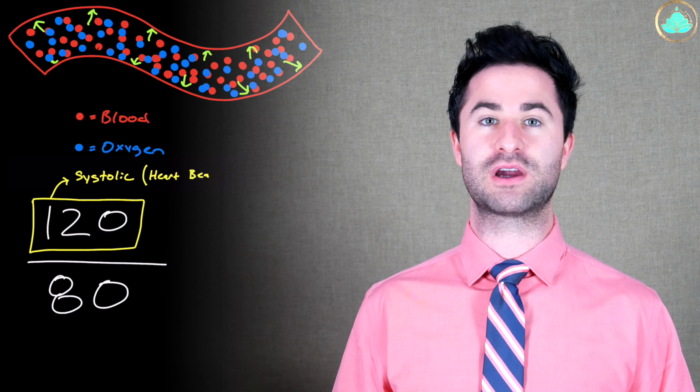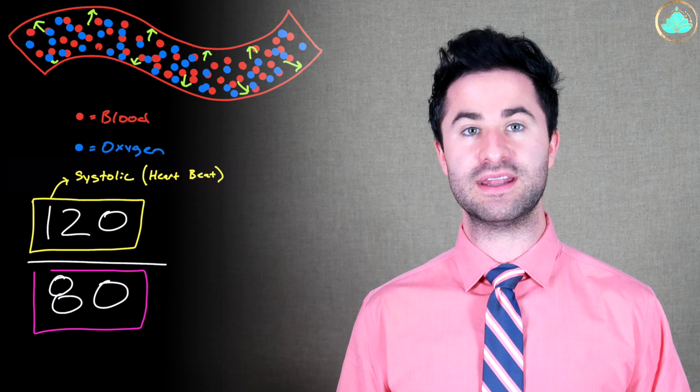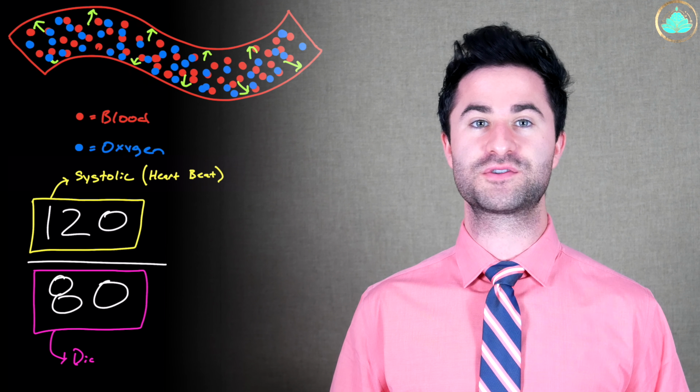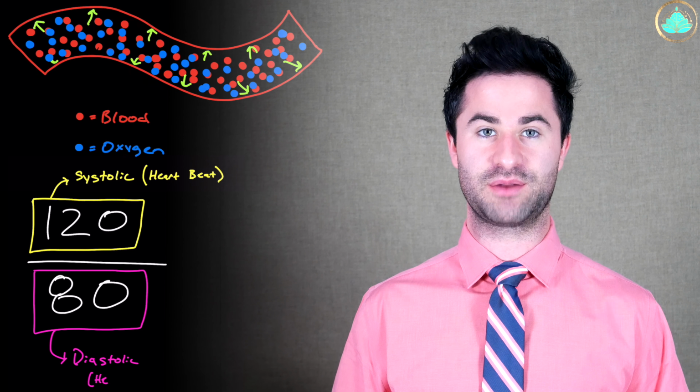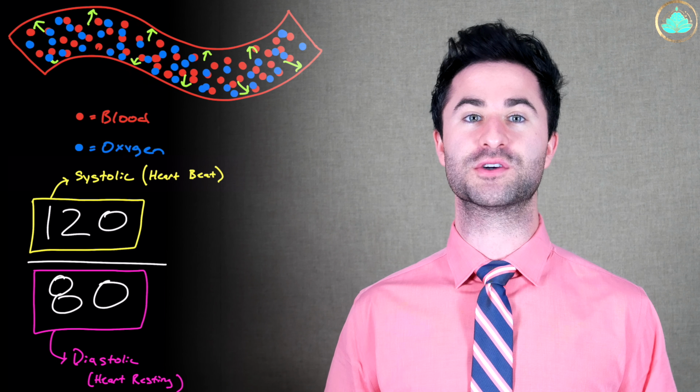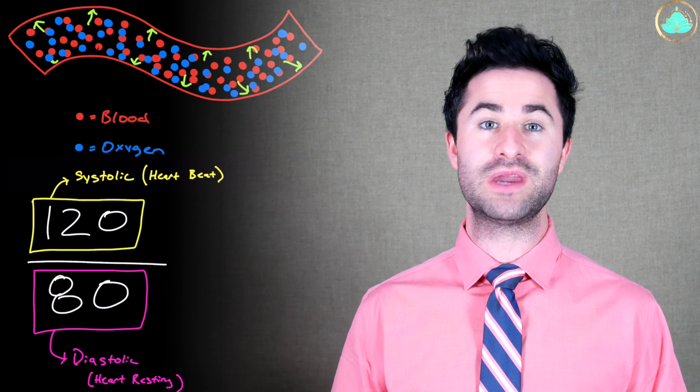This is the blood pressure measured when your heart is beating. The bottom number is also called your diastolic blood pressure. This number represents your blood pressure in between heartbeats.